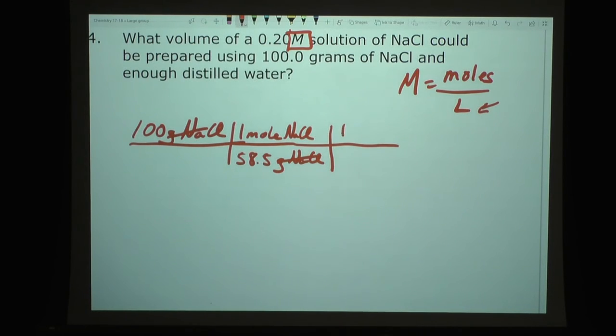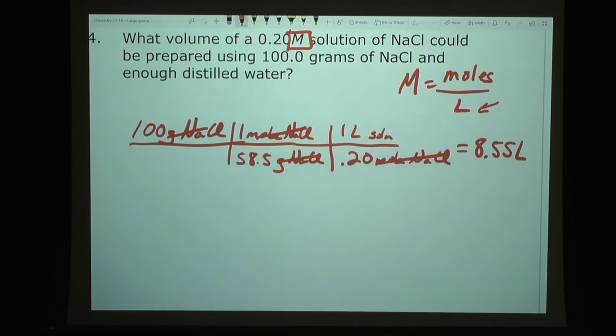We know that in 1 liter of solution, there are 0.20 mole NaCl. Agreed? C. 8.55 liters.